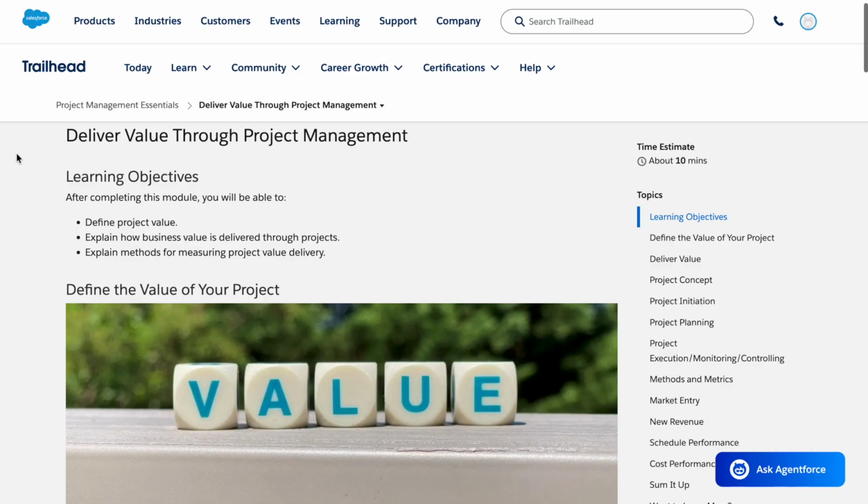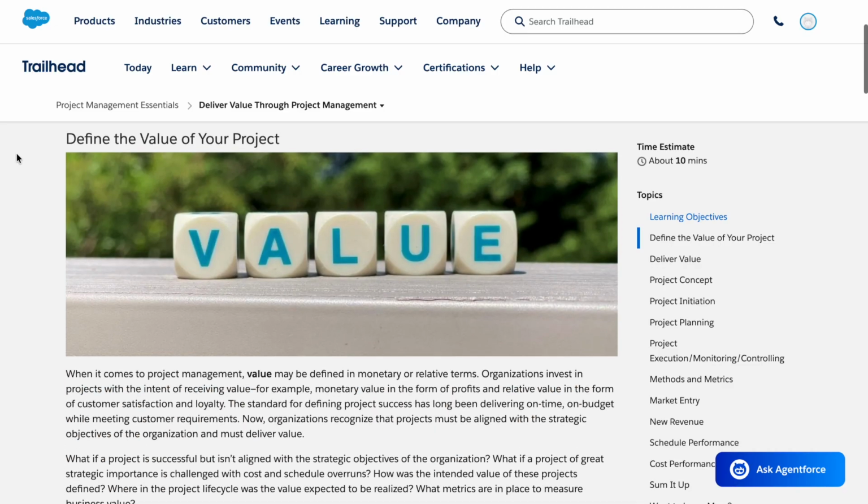Define the value of your project. When it comes to project management, value may be defined in monetary or relative terms. Organizations invest in projects with the intent of receiving value. For example, monetary value in the form of profits and relative value in the form of customer satisfaction and loyalty.